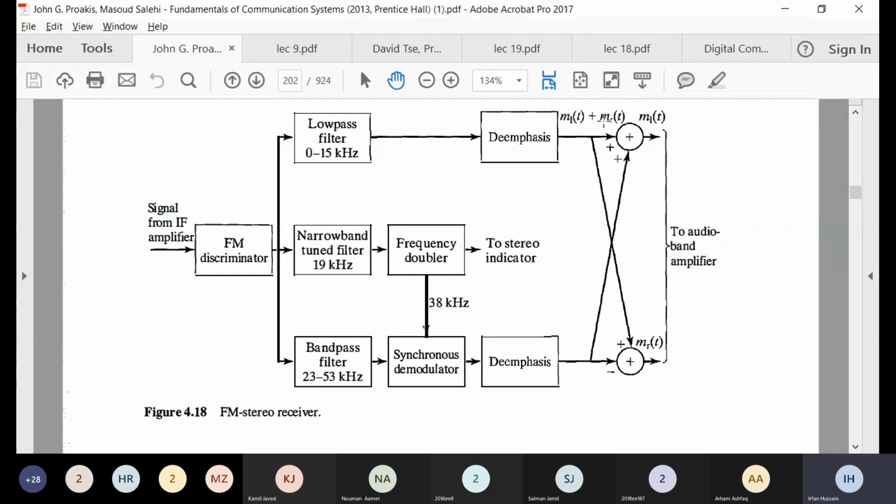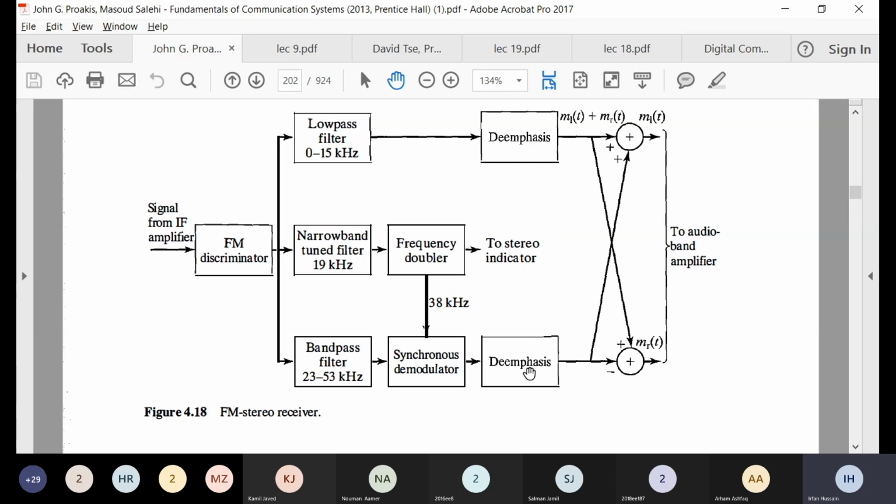Because you have passed it through a filter of 0 to 15 kilohertz, you will just get the frequencies from 0 to 15 kilohertz. Then we have a narrowband filter tuned at 19 kilohertz. This will give me the pilot, and from the pilot I will get the carrier signal. I will frequency double it, and get 38 kilohertz. It should be exactly synchronized with the signal at 38 kilohertz, which has been AM modulated with a bandwidth of 30 kilohertz. So I pass it through a bandpass filter, and I will just get that 30 kilohertz signal around 38 kilohertz.